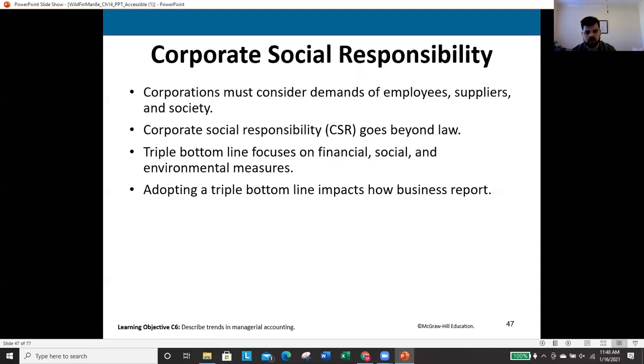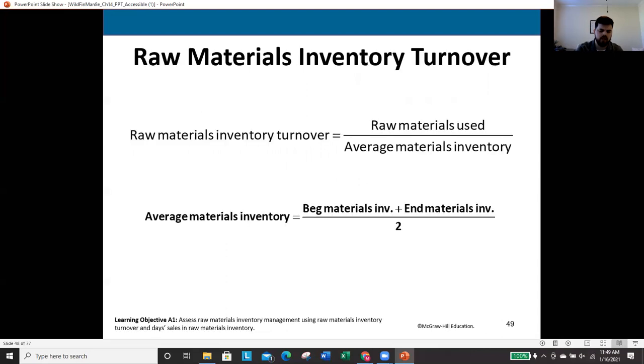It is the main responsibility of the company to be good stewards of the invested assets of its owners, and to generate a return for them. But beyond that, we also want them to look at things like social and environmental measures to try to be as responsible as they can. This is what is called a triple bottom line that focuses not only on the financial side, but also the social and environmental issues. So right here toward the end of the chapter, we talk about a couple of ratios.